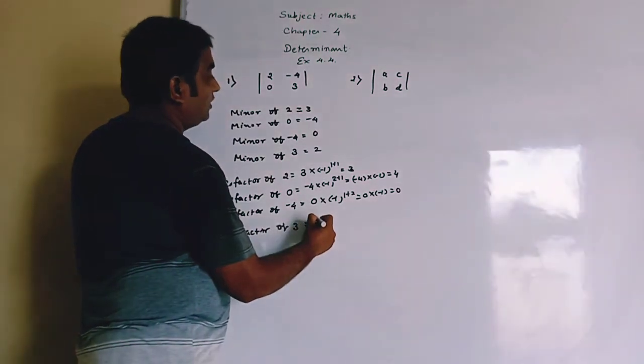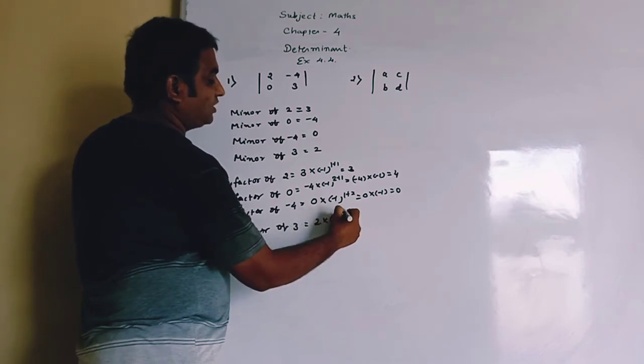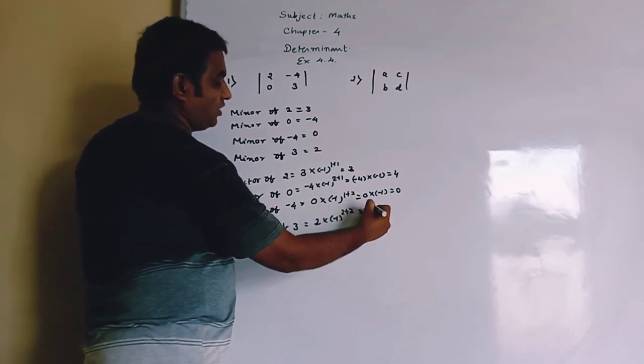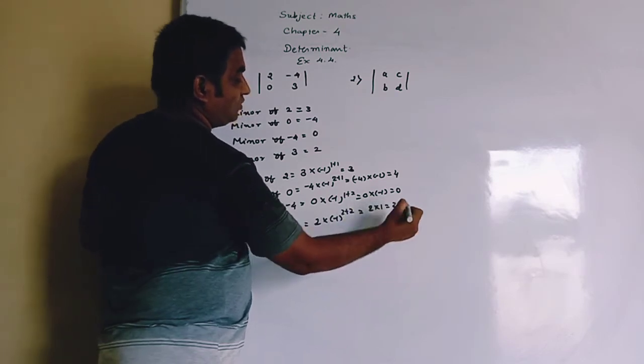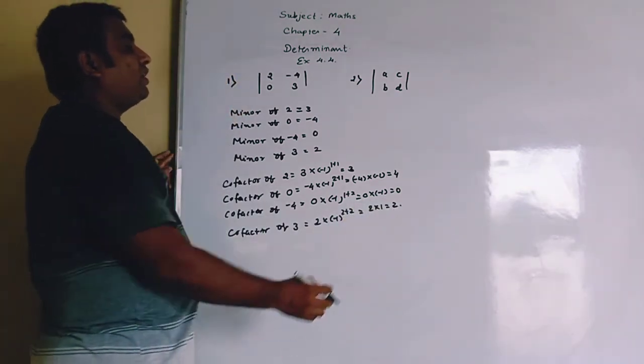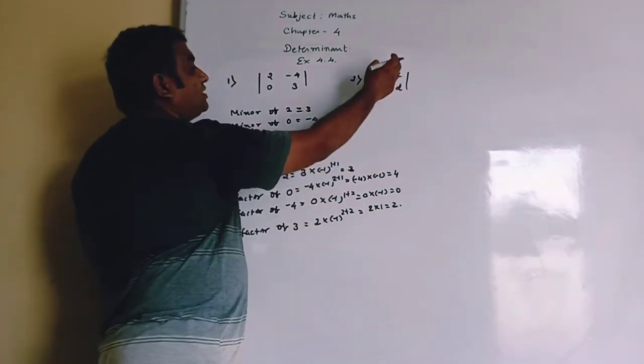So 3, that is 2 into (-1) raised to 2 plus 2, second row, second column, and so 2 into 1, which is 2. Like this way we can find out the cofactors and minors of a, b, c, d also.